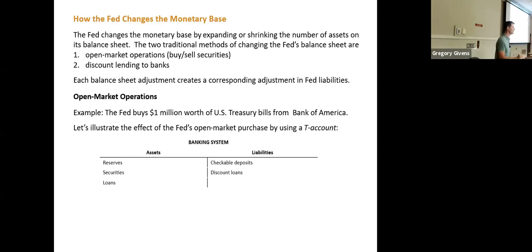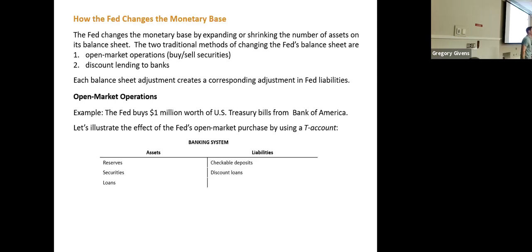What is a T account? This is pretty straightforward. A T account is going to be a stripped down version of a balance sheet, a device that we use to show how a particular transaction changes the balance sheet. Okay, so for example, here is the T account for the banking system, the private banking system overall. Now this example is just with a transaction between the Fed and Bank of America. But we're going to just assume, for the sake of argument here, that Bank of America represents the whole private banking system. We have the banking system's assets and liabilities on this T account.